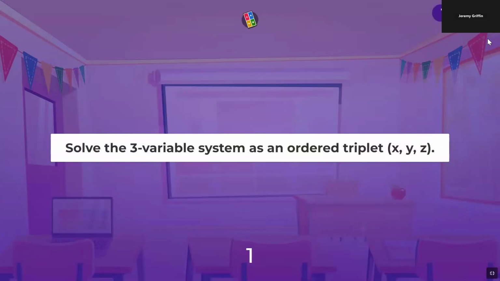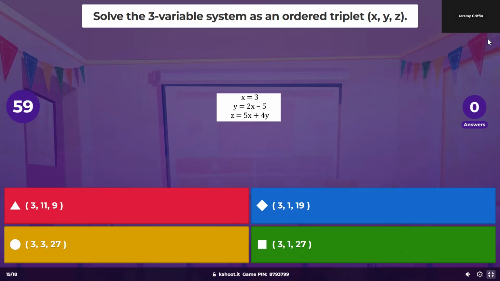Solve the 3-variable system as an ordered triplet. Well, you know x is 3, but what is y and what is z?